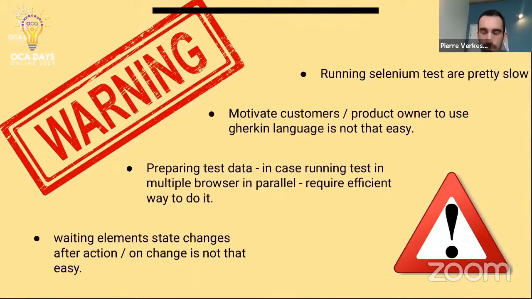Preparing test data can also be complex when you use the production database. If you have to prepare some data and you run tests in parallel, you have to manage to avoid conflicts. If you want to get the seller order twice, you have to find a way to get your sellers the given seller orders. And waiting for elements can be hard at the beginning.